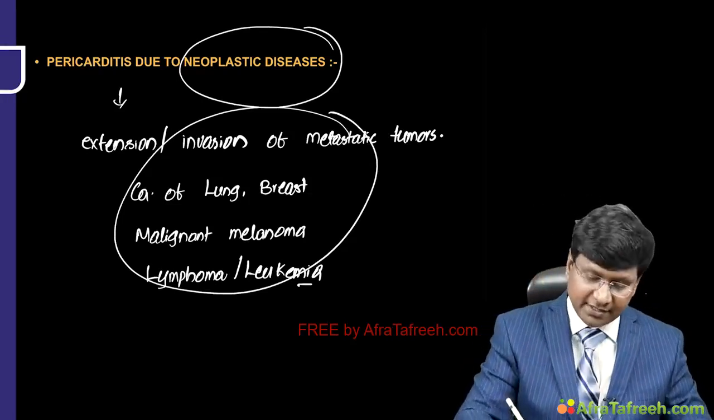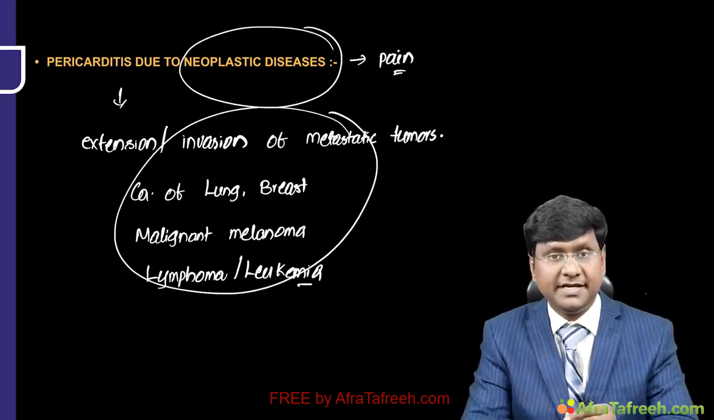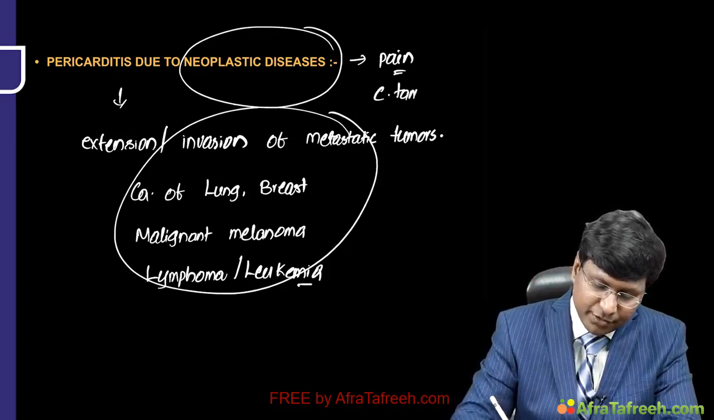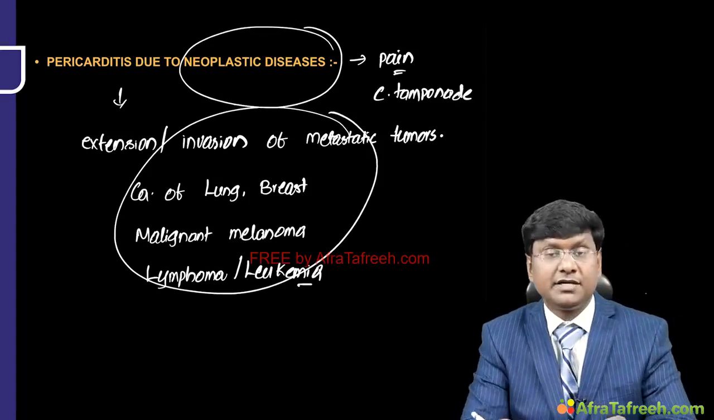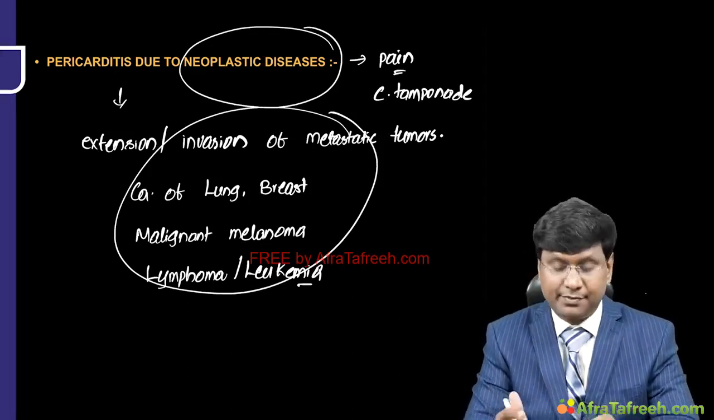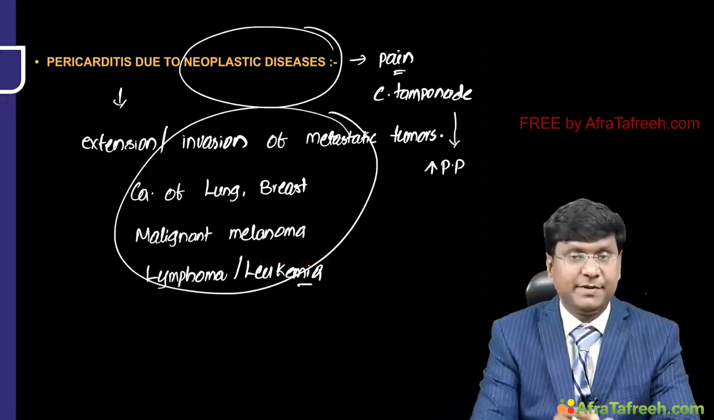If you take the clinical features here, definitely you will have the pain of pericarditis, and a complication can be the development of cardiac tamponade. Once there is development of cardiac tamponade, the clinical manifestation is sudden onset dyspnea. Basically in cardiac tamponade, there is an abrupt increase in the pressure in the pericardial space.